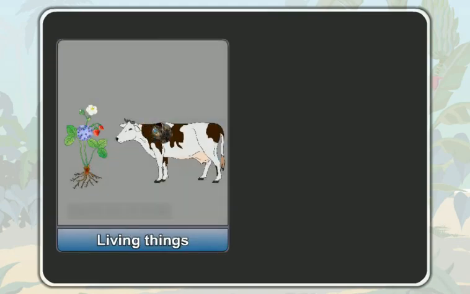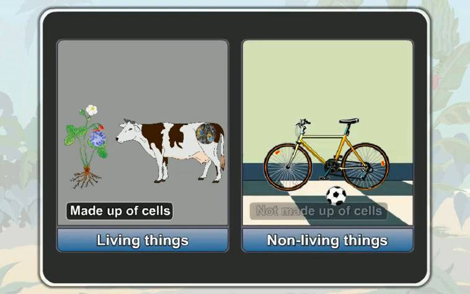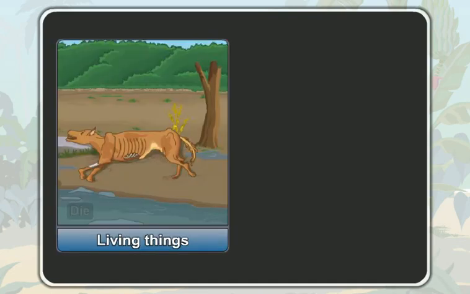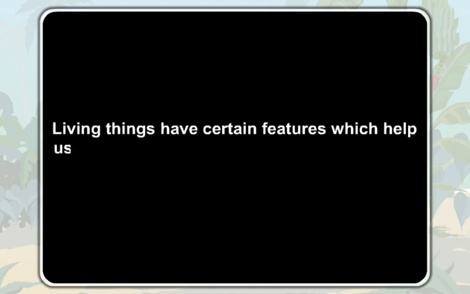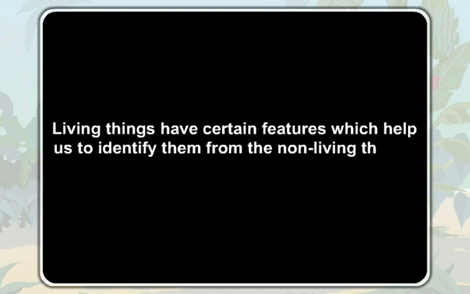Living things are made up of cells. Non-living things are not made up of cells. Living things die. Non-living things do not die. So, living things have certain features which help us to identify them from the non-living things.